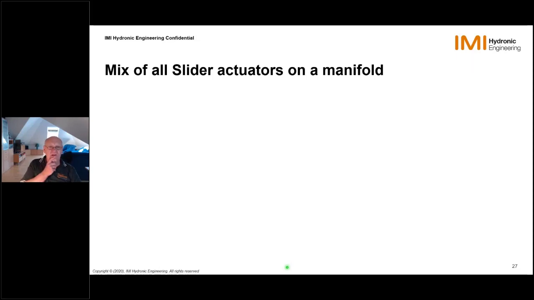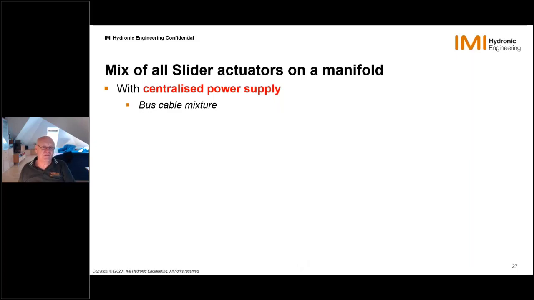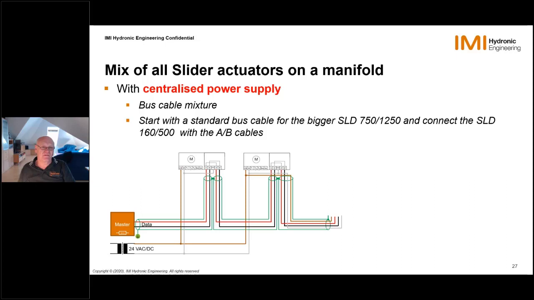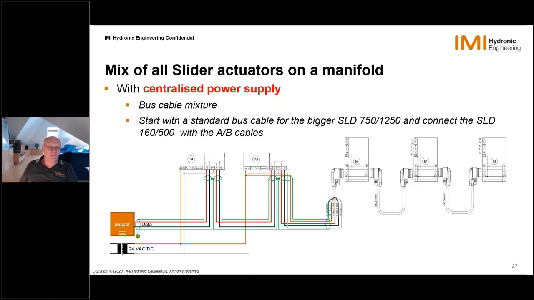Yeah, what can we do when we are mounted on a manifold? In the manifold solution, normally you have a centralized power supply. We can also mix our cables. So we can, for instance, start with a standard bus cable for the bigger ones, like this, and then on the last big one, we can connect with the A and B cables the 160s and 500s. So that would be a relatively simple way. So we are starting from the master, going to the first one, then to the second one, and then ending up in our standard cabling.